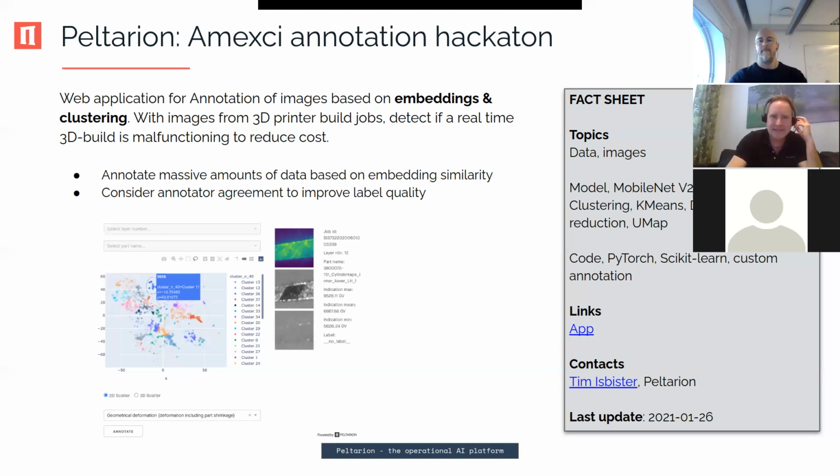And in this case, it's actually using images and then trying to identify potentially malfunctioning production from 3D printers. And then we have a hackathon where people can basically play around with this and see how they can build the model that is able to identify these kinds of anomalies in the best way possible. And once again, you see what type of topics we have. You see links with an app that actually is a demo app. You need a login for that, but you can contact the person, Tim Ipster, that is actually part of this webinar, I think, as well, if you need more information about what's happening here.